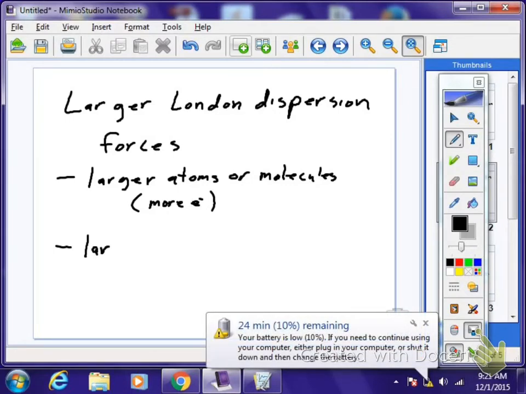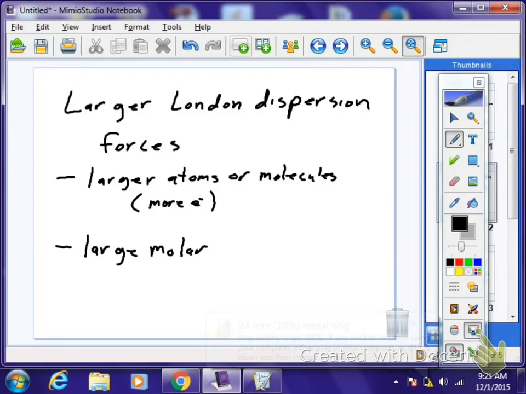Another way we can look at this, larger dispersion forces would be when we have a large molar mass. Sometimes we don't have the molecules drawn out for us, so we don't know if they're larger. So we're going to look at large molar mass, which in the lab is called molar weight. If you see something that has a large molar mass versus something that has a smaller molar mass, it probably is going to have greater London dispersion forces.